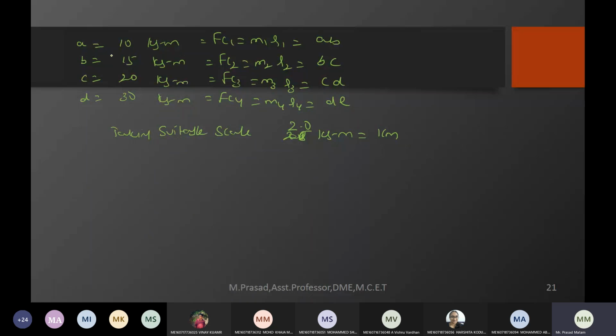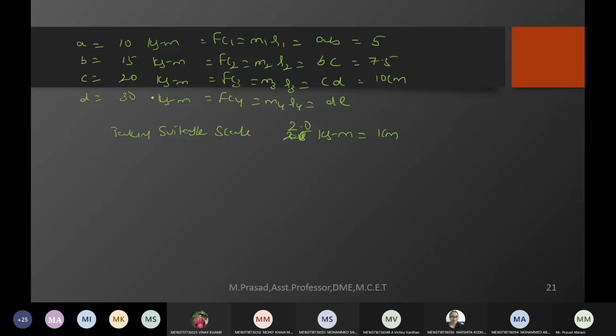Now what will the A value come to? 10 kg meter, how much will it be in terms of length? Can anyone answer, students? 10 by 2. That gives the length of AB as 5 centimeters. Similarly, BC is 15 kg meter. 2 kg meter is 1 centimeter, so 15 by 2 comes as 7.5 centimeter. Similarly for 20 kg meter, 20 by 2 comes as a length of 10 centimeter.